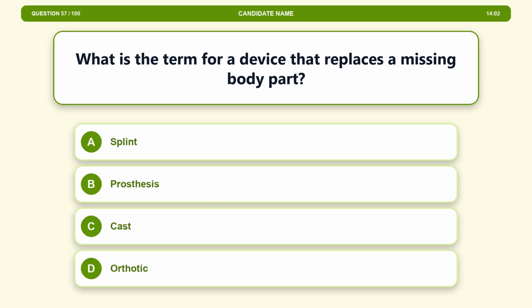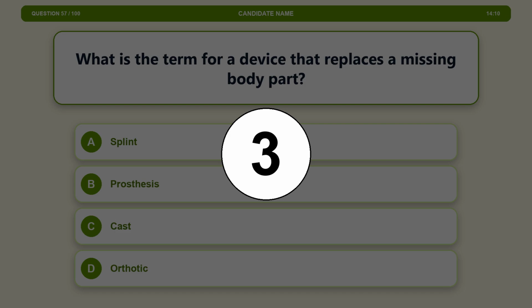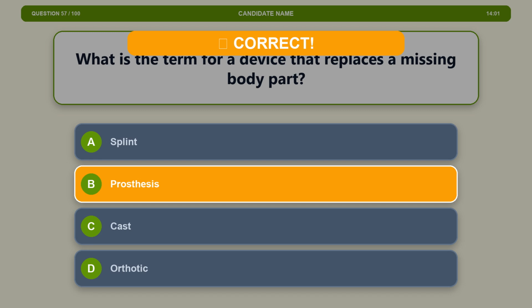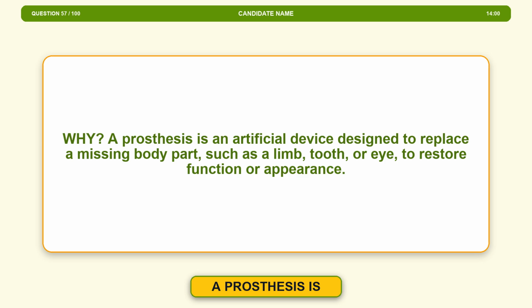Question 57. What is the term for a device that replaces a missing body part? Option A, splint. Option B, prosthesis. Option C, cast. Option D, orthotic. The correct answer is option B, prosthesis. A prosthesis is an artificial device designed to replace a missing body part, such as a limb, tooth, or eye, to restore function or appearance.